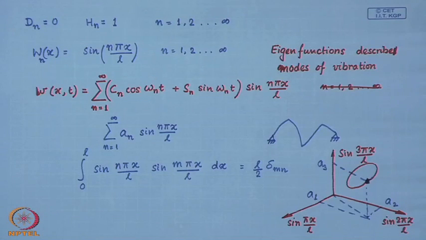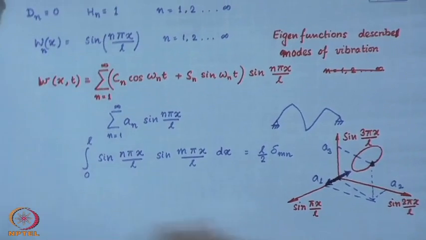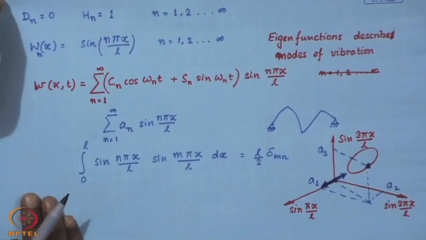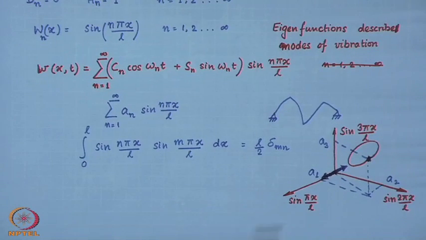Now, in this space then, what is the simplest motion that is possible? So, the simplest motion would be, for example, the string moving only along this axis, only along this axis. This is a modal solution, the motion of the string in the first mode of vibration.